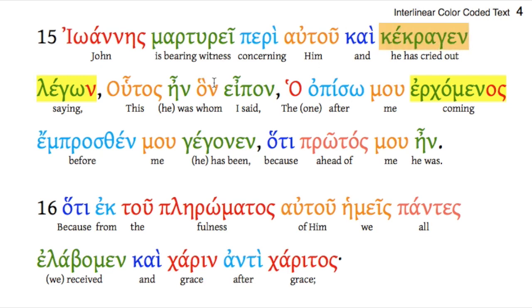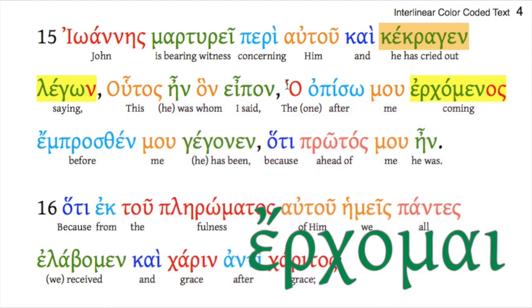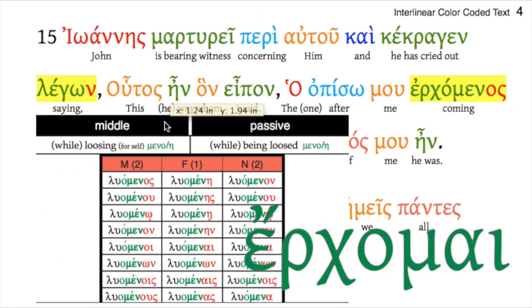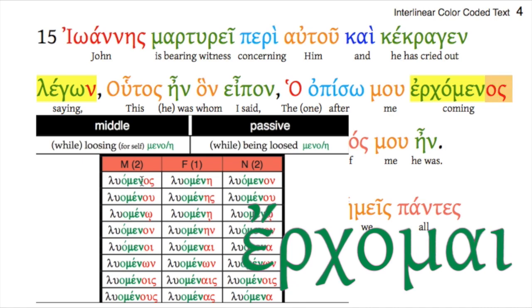He cried out, saying, Houtos en hon eipon, this is the one of whom I said, ho opiso mou erchomenos, the one coming behind me. Now just take a look at that. You can see that looks like it's acting like a subject of a sentence, and it is. Here's the article, the one coming after me. So in this case, it's acting like a substantive here, like a noun. And again from erchomai. And we see the ending that this is nominative singular masculine, menos.